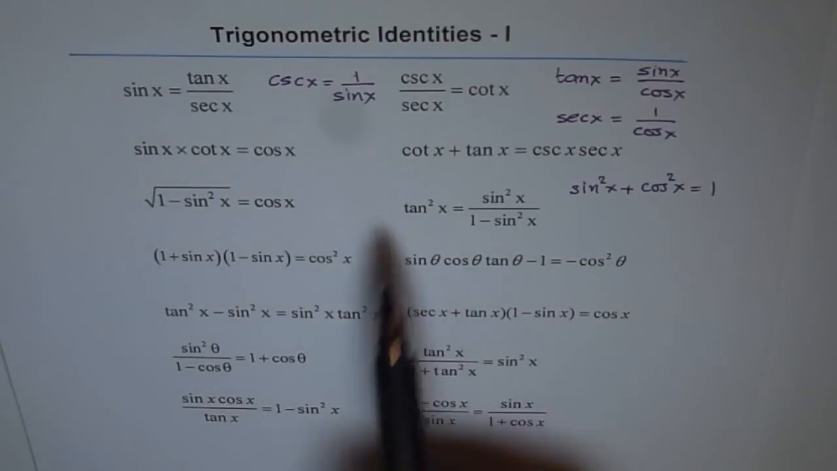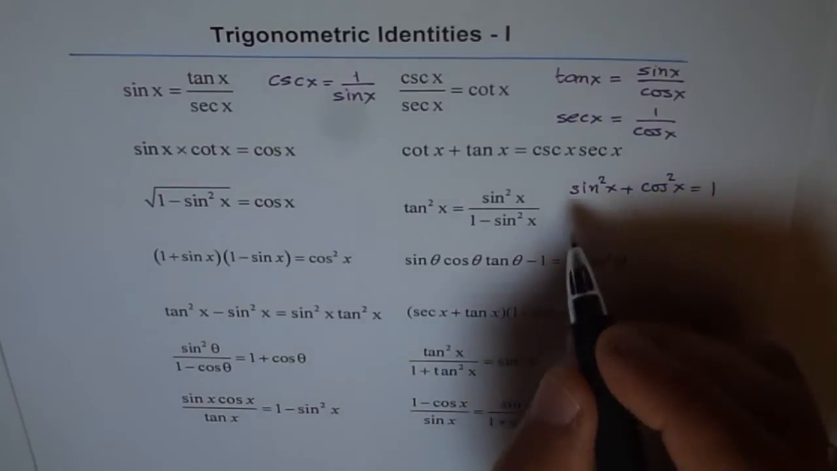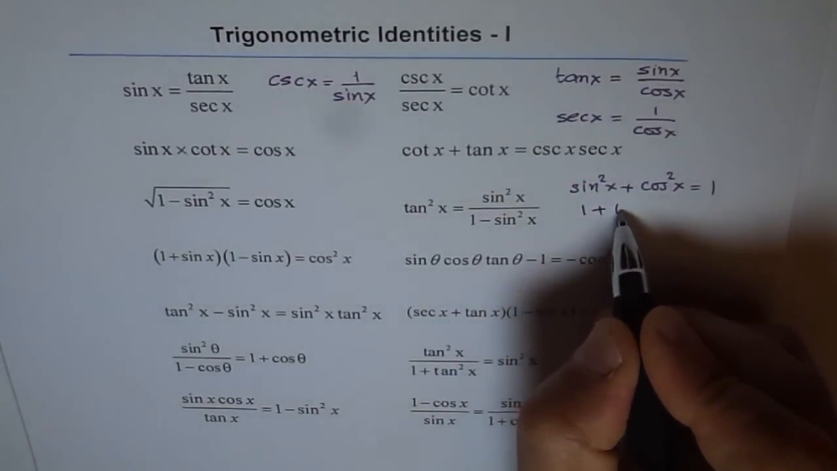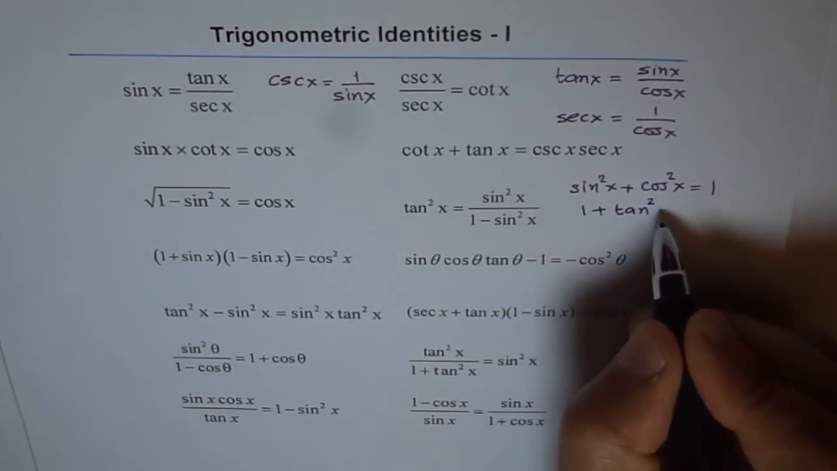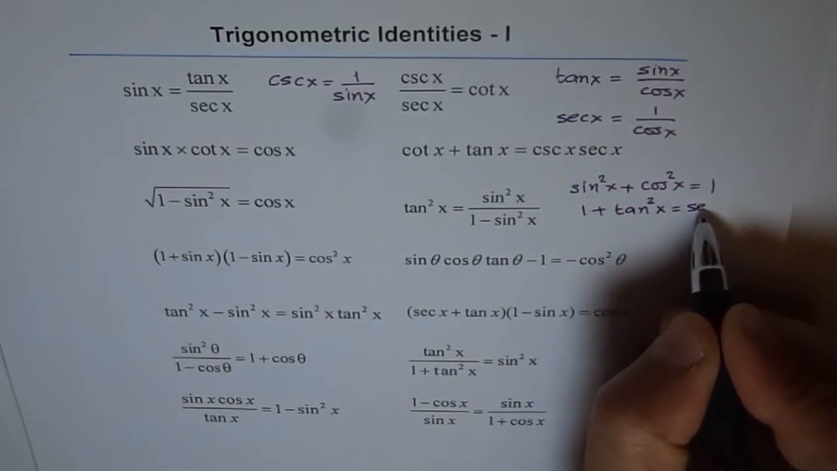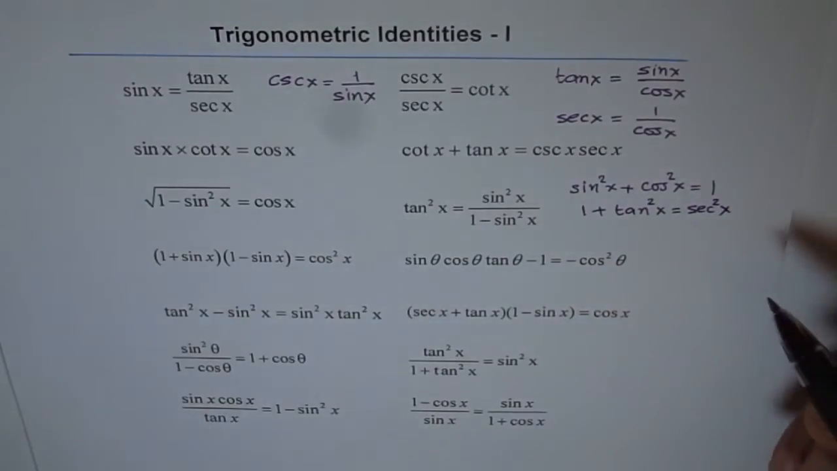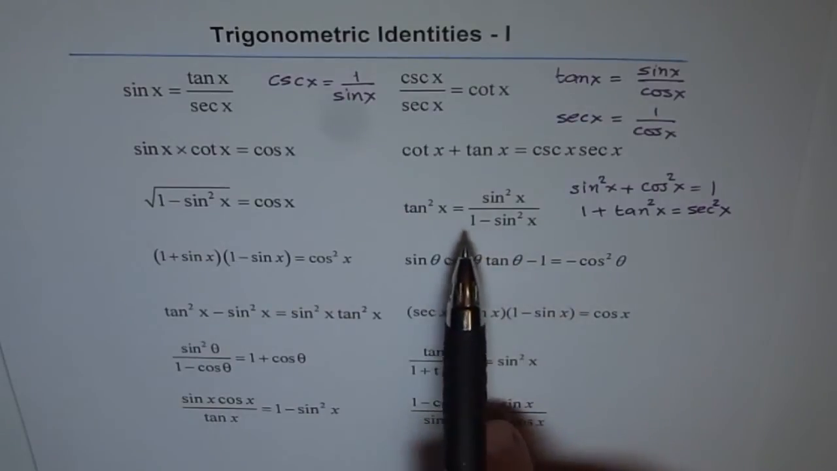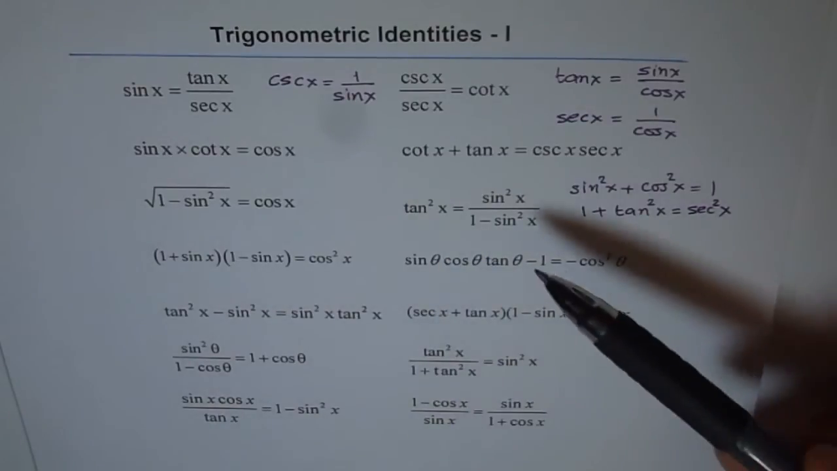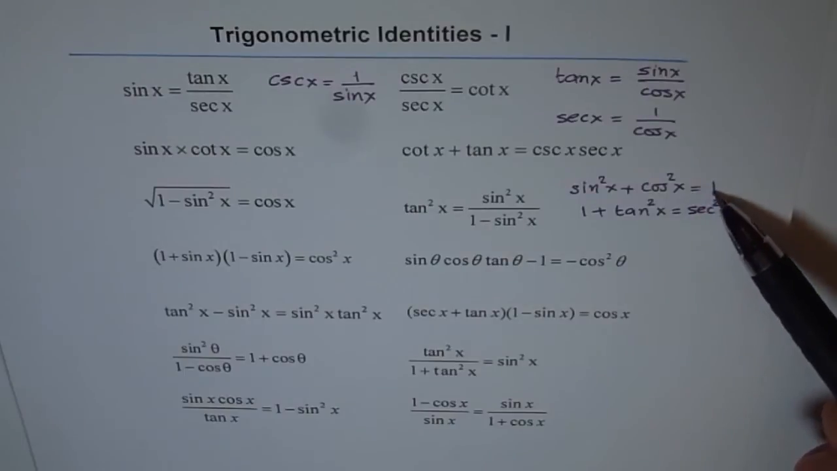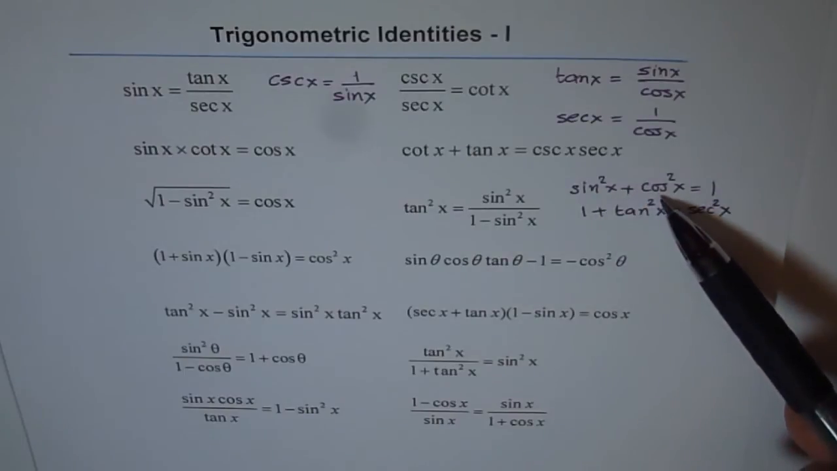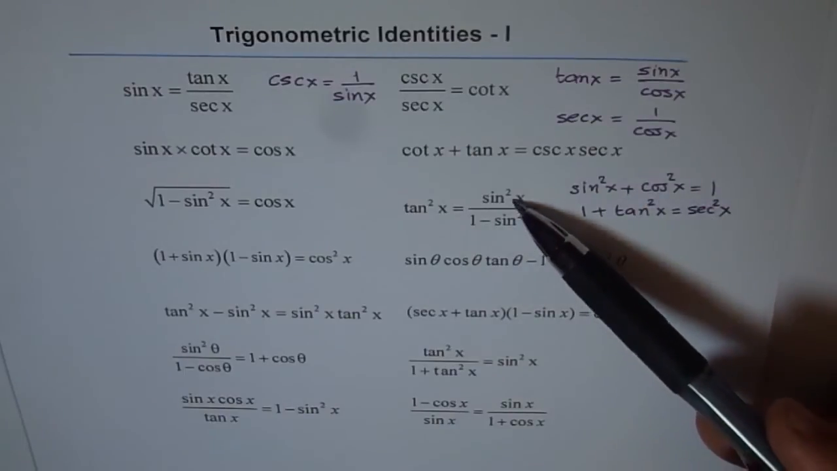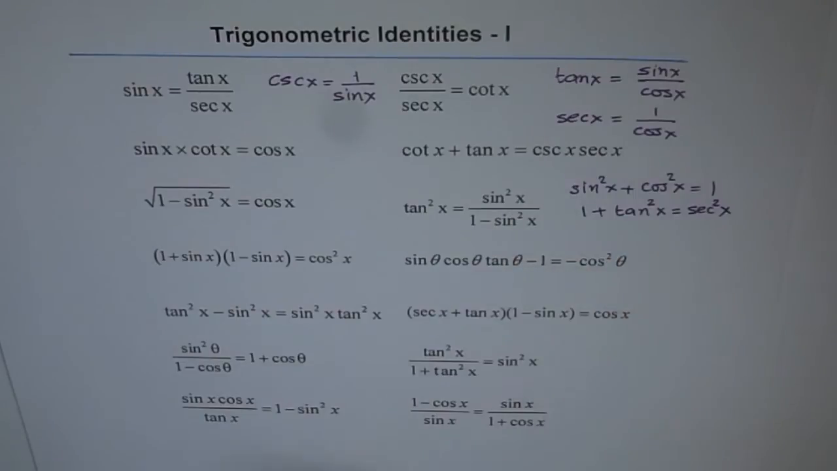Now tan square x, you could split this as 1 plus tan square x equals secant square x. This may or may not be required. What you can do here is 1 minus sin square x. 1 minus sin square x is what? 1 minus sin square x is cos square x, correct? So you get sin square x divided by cos square x, which is tan square x. So 3 steps, you get them all. Do you see that?